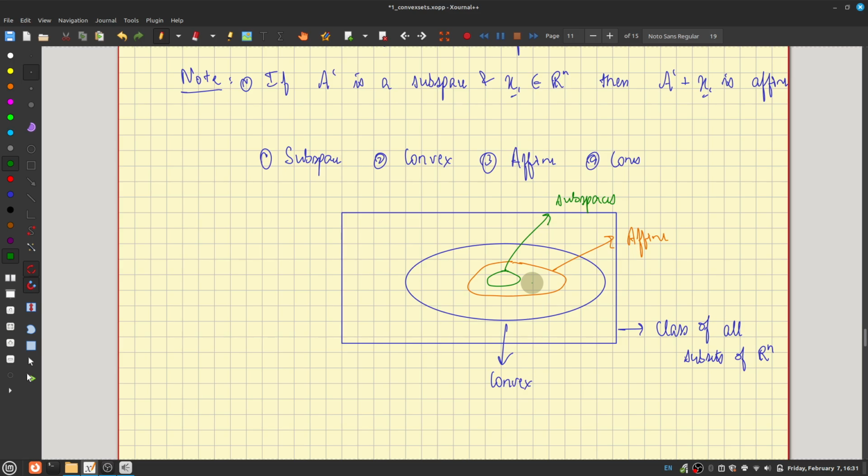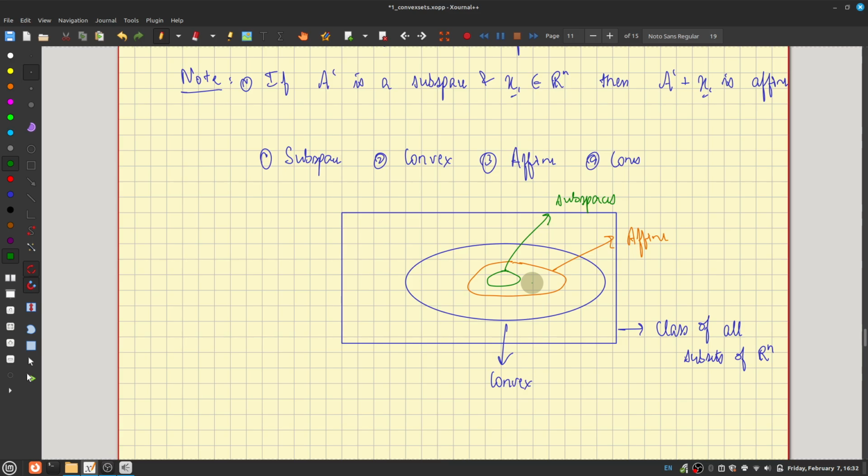Now, what about cones? Where do they sit in between? Is every cone guaranteed to be convex? No, we just saw that, right? You take the union of two rays. That's an example of a cone which is not convex. But there do exist convex cones, right? That's for sure.